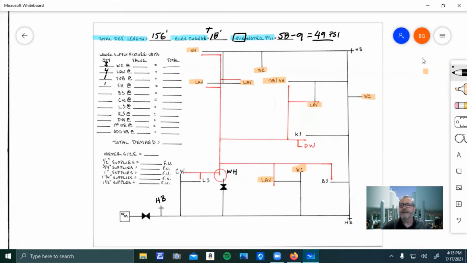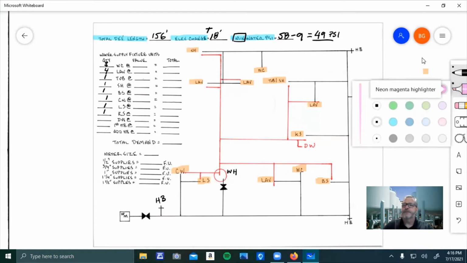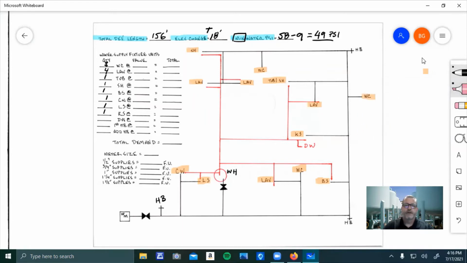How many BSs do we have? For those of you who don't know, BS is a bar sink. So we have 1 bar sink. CW is a clothes washer. 1 clothes washer right there. Laundry sinks, LS. Got an LS right down here. So that'll be a laundry sink. Kitchen sink. Hey, look at that. There's my kitchen sink right there. 1 kitchen sink. DW, or dishwasher.